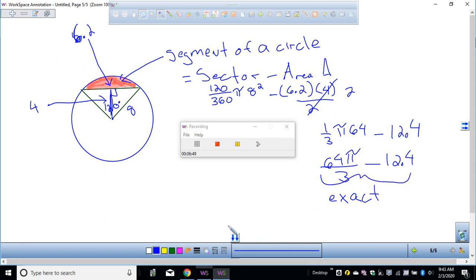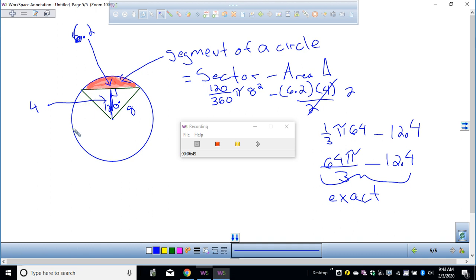That would be exact. If you want the rounded answer, then you plug it into your calculator and get the answer. Question? Preguntas? That's how you find the area of a sector. The next thing, am I going too fast? You can't see.